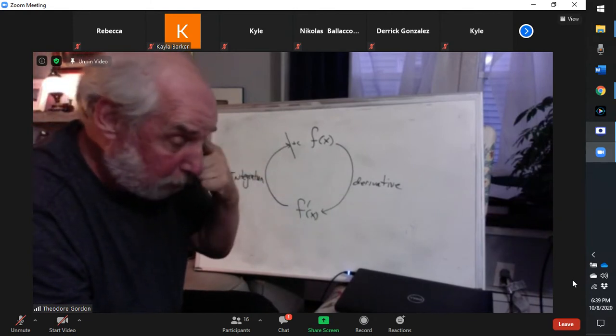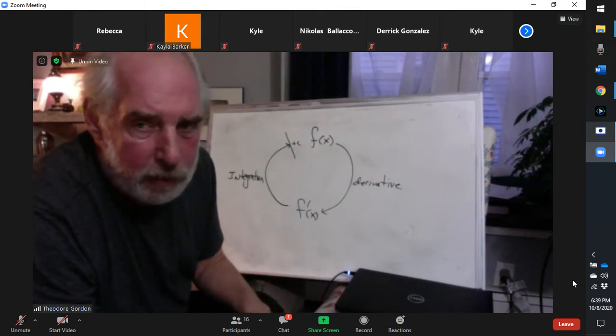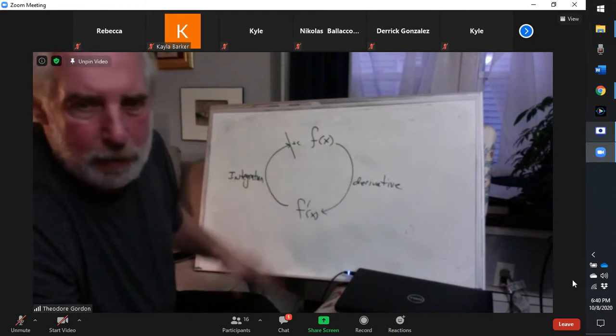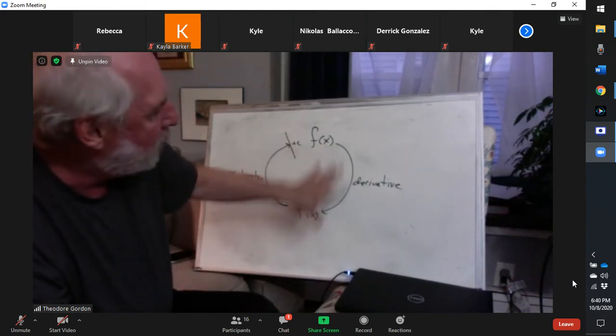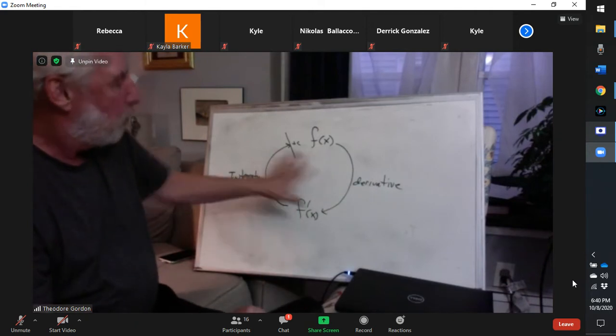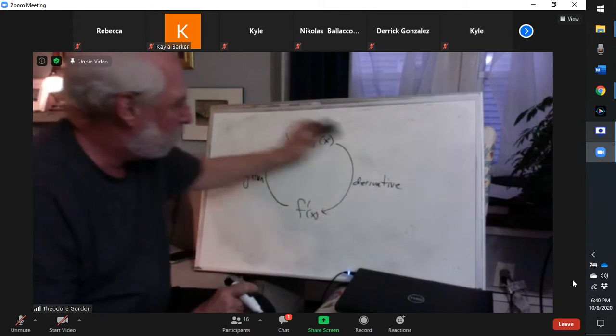Strangely enough, it wasn't until about 150 years later, or 100 years later, that anybody knew the connection between integrals and derivatives. They didn't have this nice notation that we use on here. Okay, so that's the relationship. So in chapter 8, we got to keep both of these in mind.